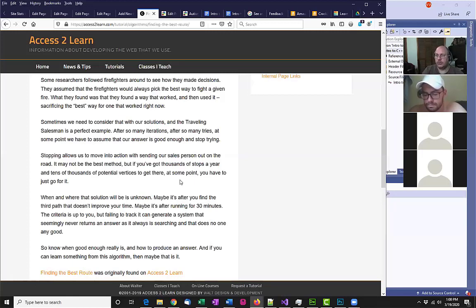A pure algorithmic approach might find a different solution that's 30 seconds faster. But is it worth it? How much computing time is worth it to save 30 seconds for a single individual? Now, if we're solving this problem for tens of thousands of people that occurs every day, that's a different story. But those are all things we have to take into consideration.